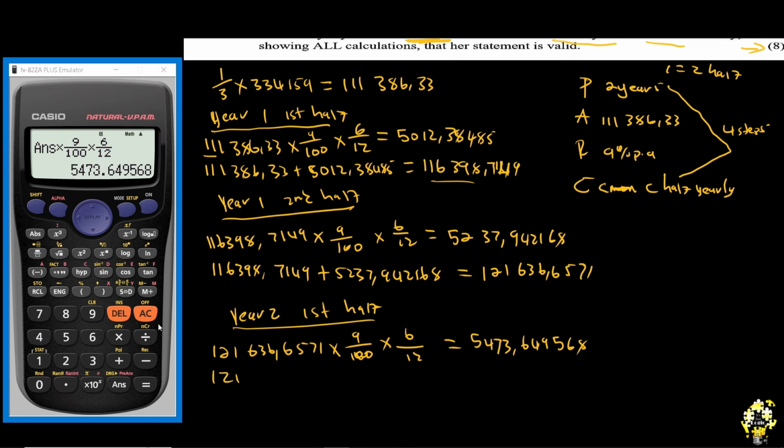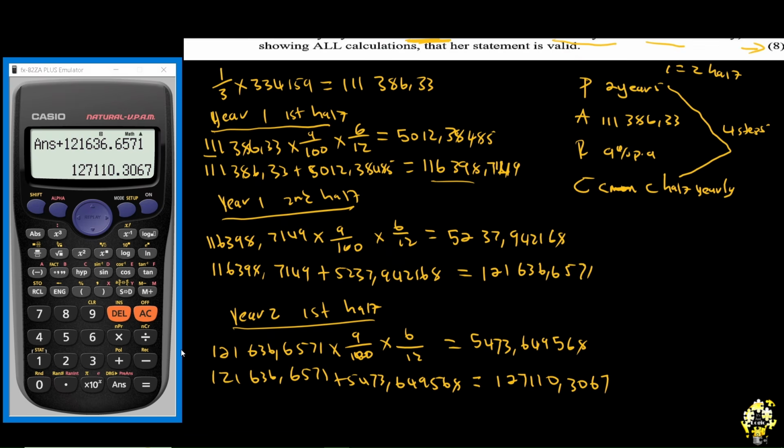We must make sure that we also get the total for that particular period. So 5473.649568, since it's already here, let's simply say plus 121,636.6571. What do we get? We get 127,110.3067. Are we done for this particular year? No, we still need to do the second half of the second year.